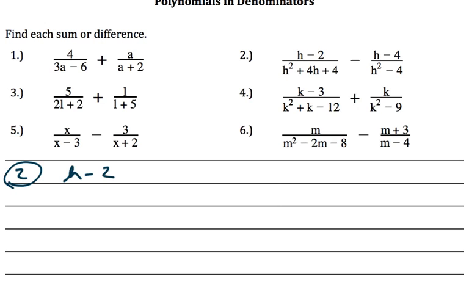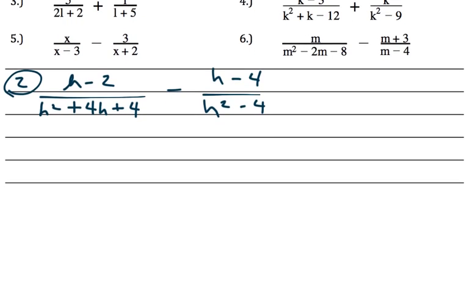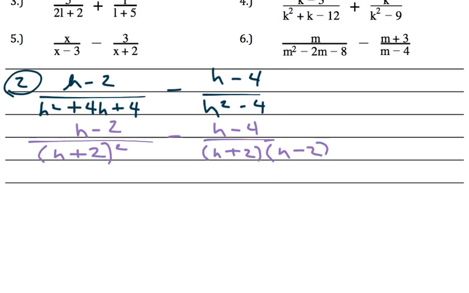h minus 2 over h squared plus 4h plus 4, minus h minus 4 over h squared minus 4. So step 1, let's see how this factors out. h minus 2 on the left, and then the denominator I'll turn into h plus 2 squared. And I'll go ahead and show that as h plus 2 squared for now. Minus h minus 4 over, this is a difference of squares, where I get h plus 2, h minus 2.